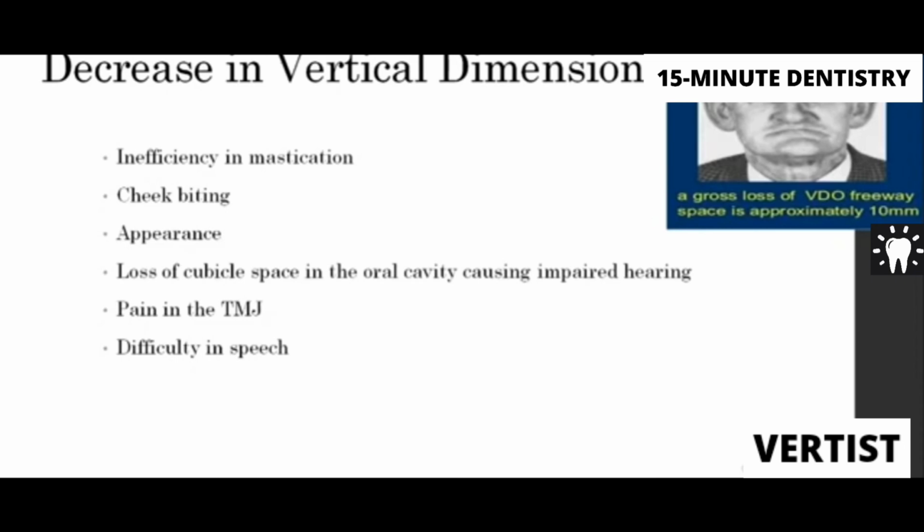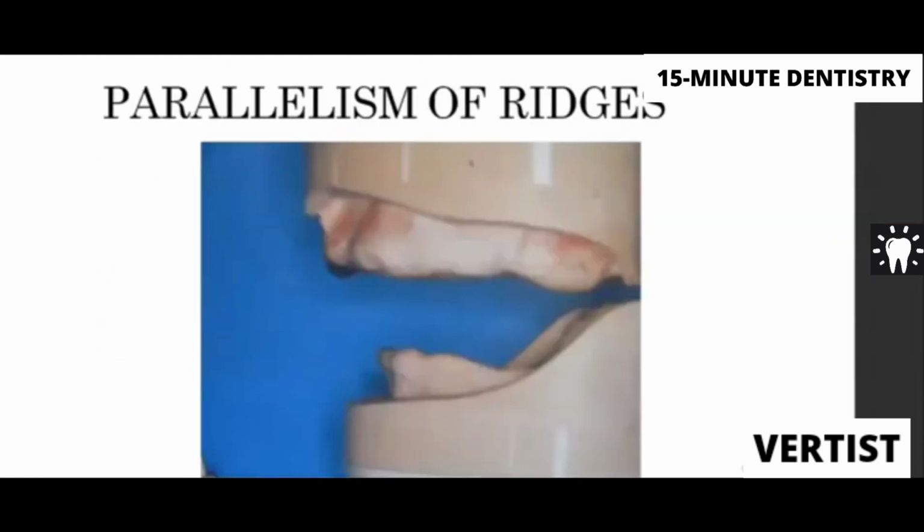Then there may be some cheek biting on the sides. The cheek may be coming in between. The appearance, as I showed in the picture here, may be like this. The lower third of the face is reduced. The height of the lower third is reduced. And there may again be problems with the TMJ. So these are the problems the patient faces when there is a decrease in the vertical dimension of occlusion. You should know this because these are the questions which are asked chairside.